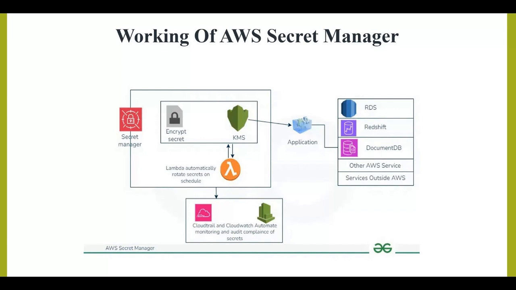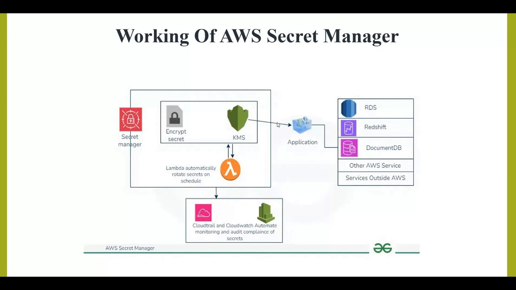Lambda, right? We all know that AWS Lambda is a serverless computing service. It doesn't contain any servers. It automatically runs code in response to events without requiring you to manage the underlying infrastructure. It supports event-driven applications such as HTTP requests, DynamoDB tables, or state transitions. That is why it is used to automatically rotate the secrets on schedules.